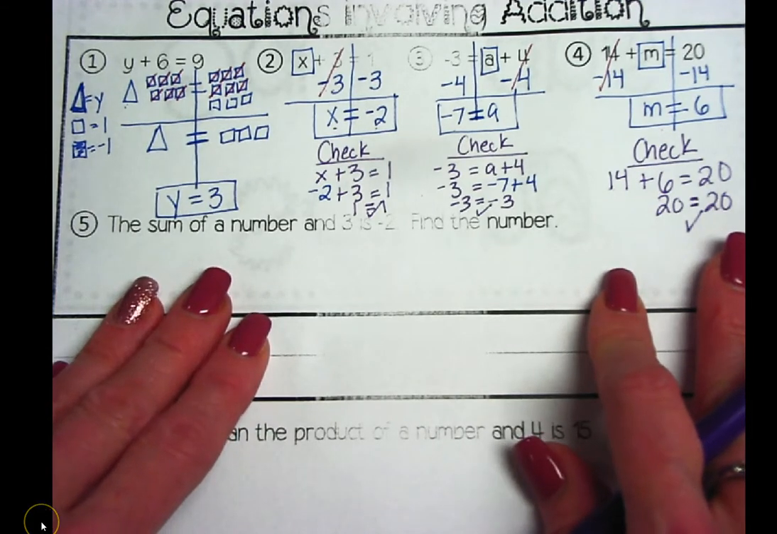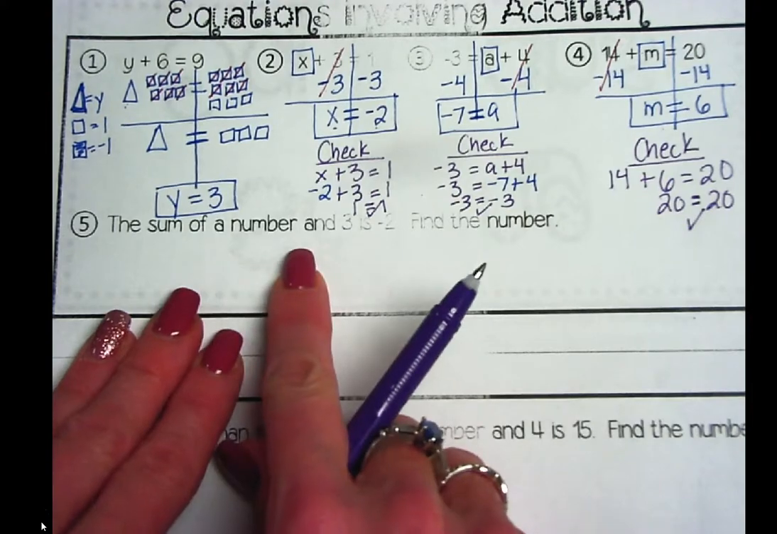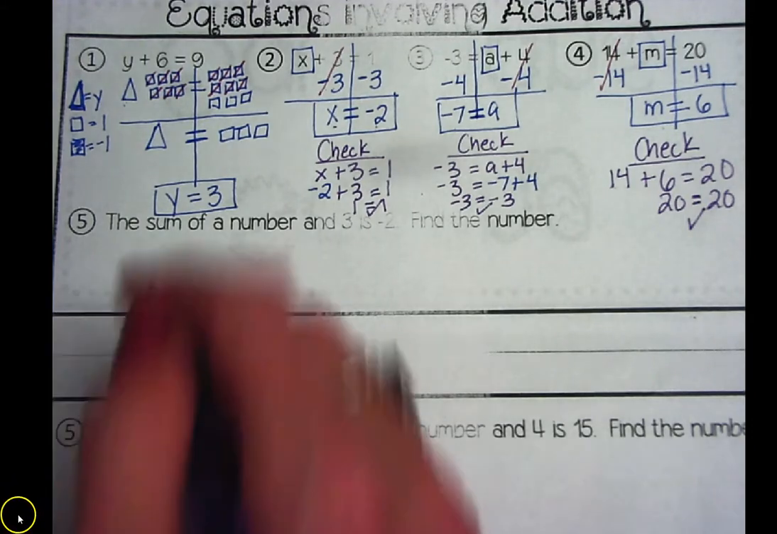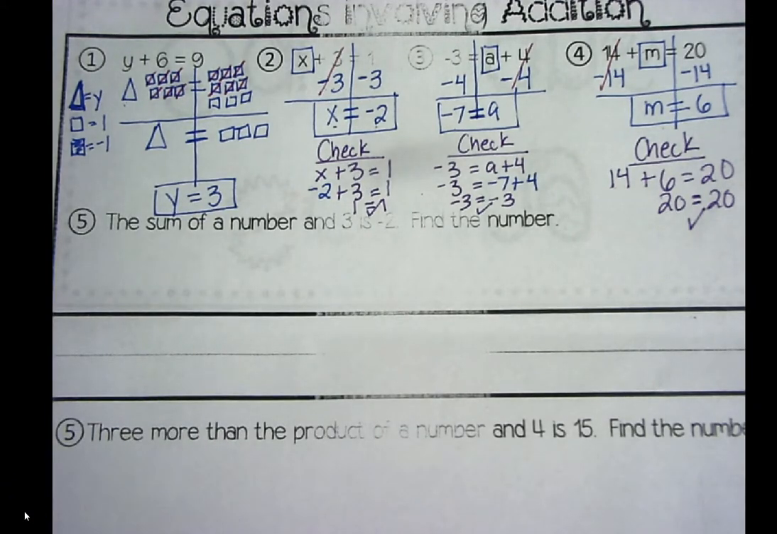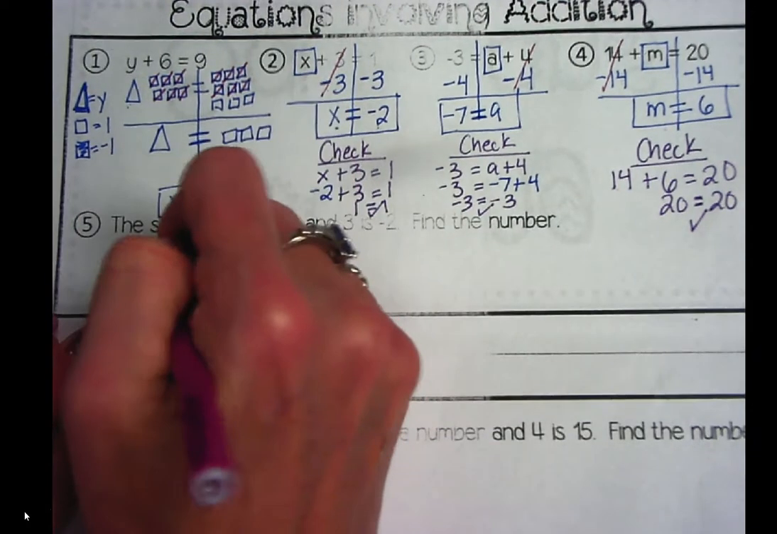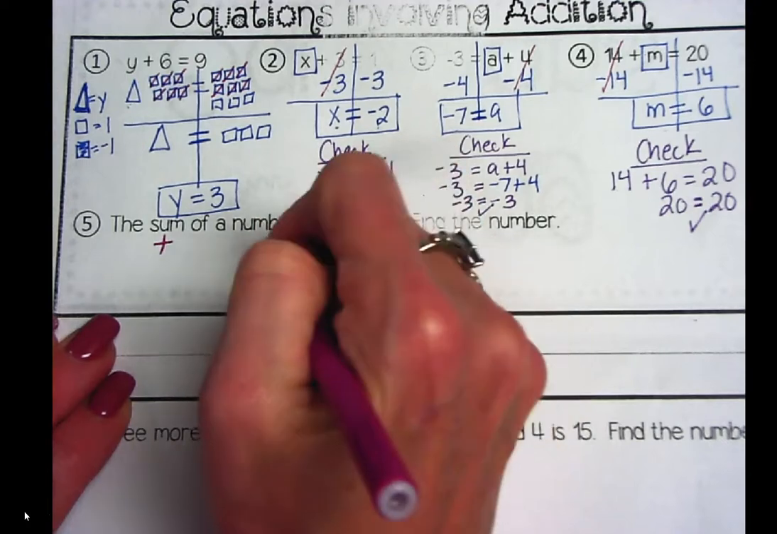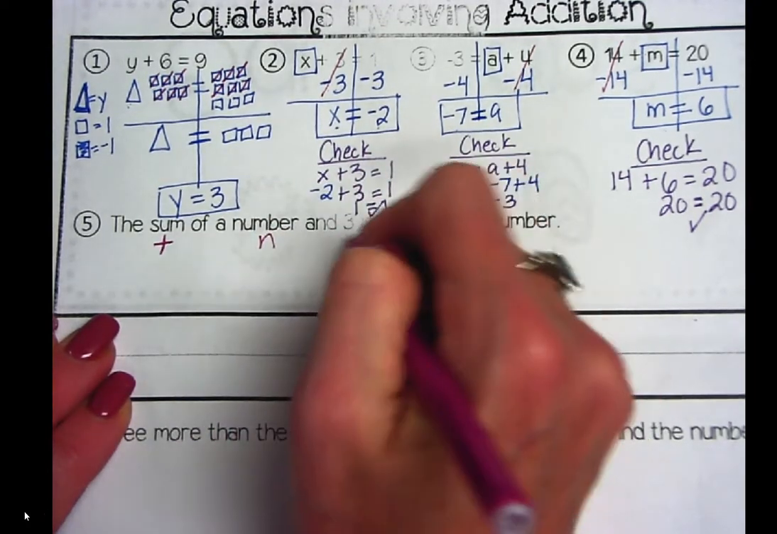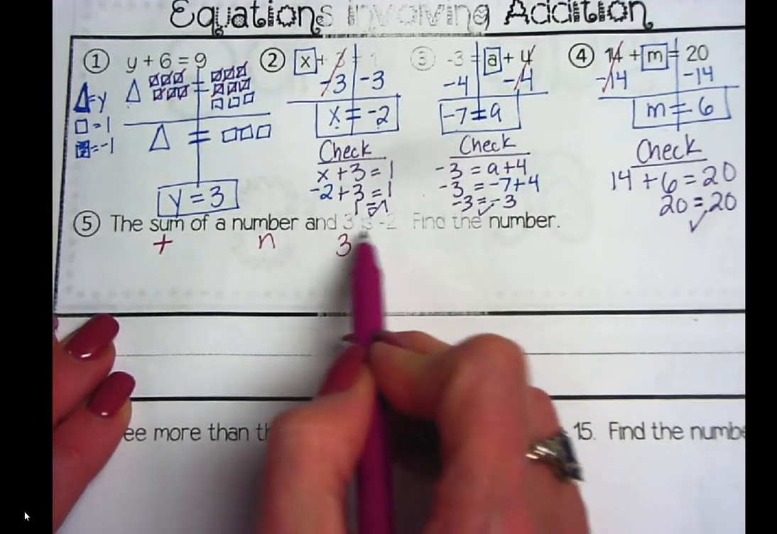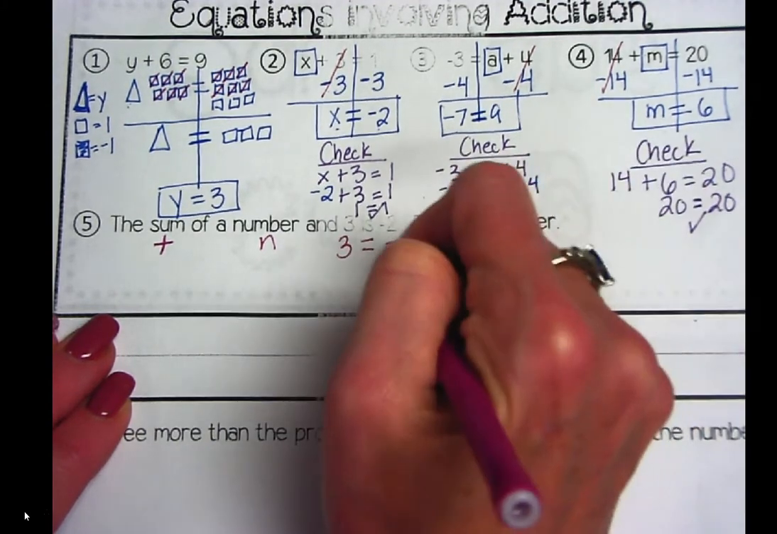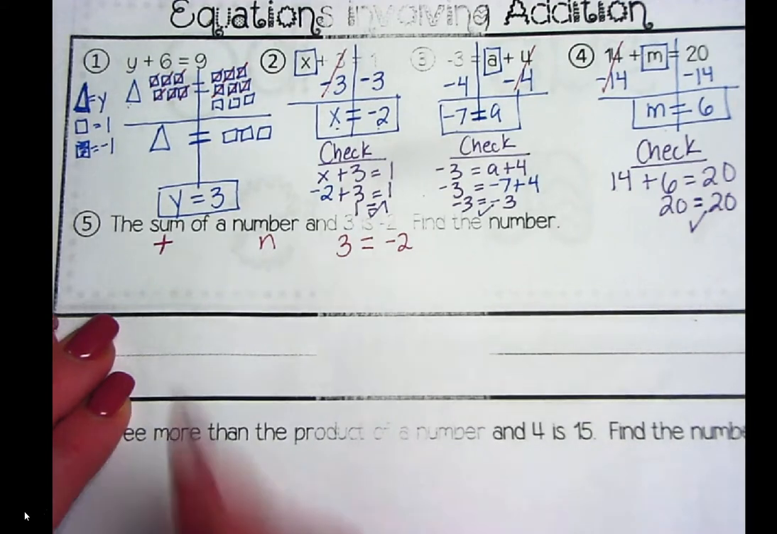Let's look at number 5. Now notice now we are going from words to finding the number. So we're actually going to write an equation from words. So this is what we were just doing with expressions. The sum is addition, and the sum of a number, I don't know what it is, and 3. And then this time the word is is. Is means equals negative 2. So we've put the symbols together so that we can write our equation.